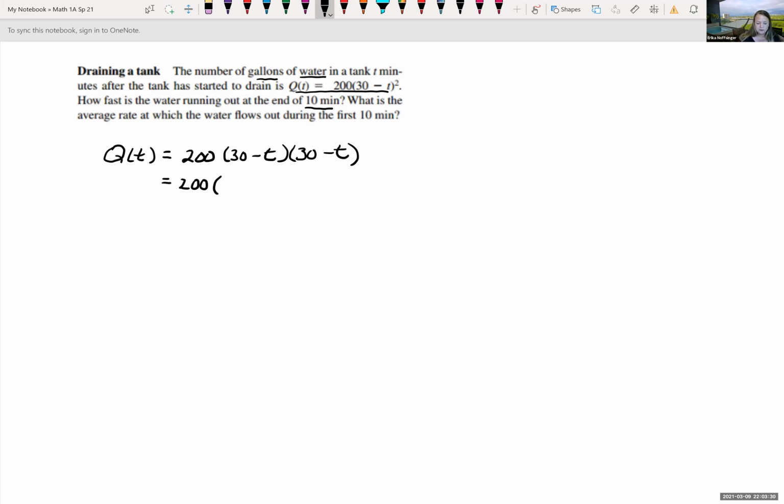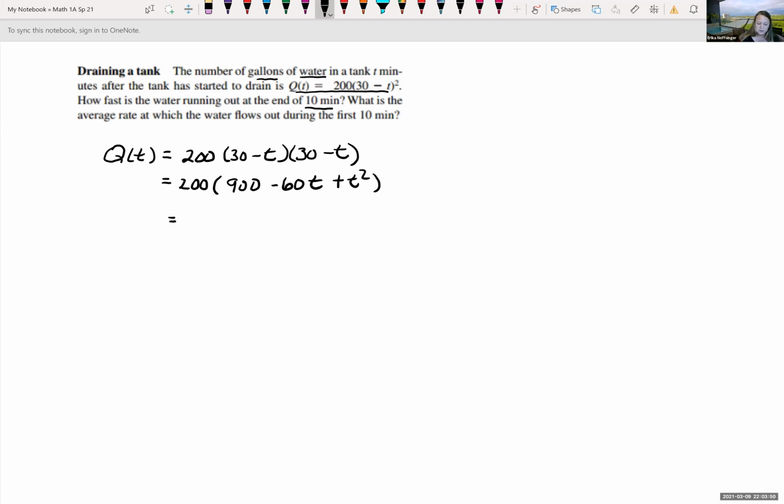So keep that 200 out front. Let's first FOIL out 30 minus T times 30 minus T. Well, 30 times 30, that's 900. We're going to have a negative 30T and a negative 30T, so that's a minus 60T. And then a negative T times a negative T is plus T squared.